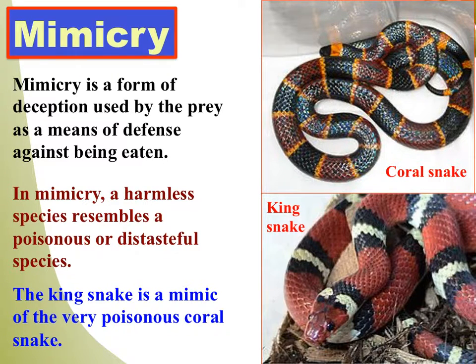Other organisms have developed mimicry, which is a form of deception that the prey use to defend themselves from being eaten. In this example, we have a king snake and a coral snake. The coral snake is extremely poisonous, and so many of its predators simply avoid it because they don't want to be bitten. The king snake is not poisonous at all, but it's developed a color pattern on its body that makes it look an awful lot like a coral snake, and so because of that, its common predators simply avoid it.